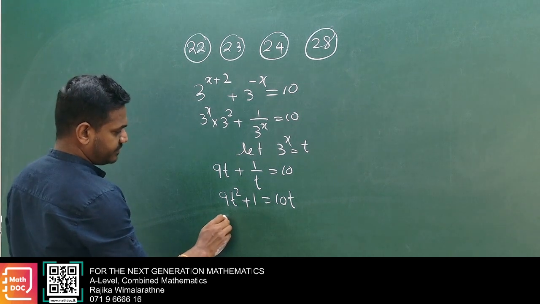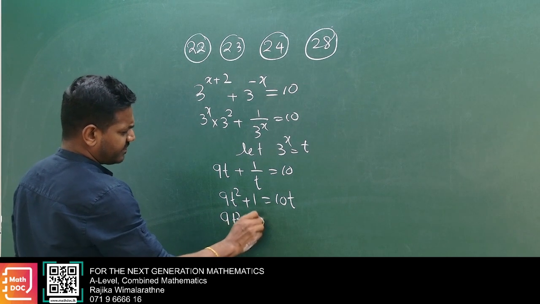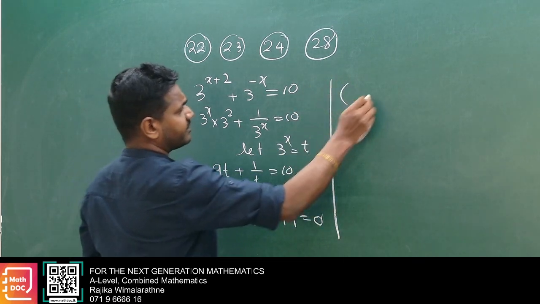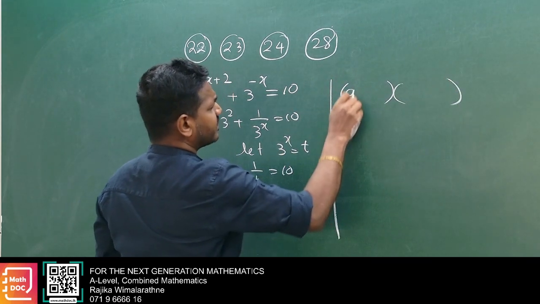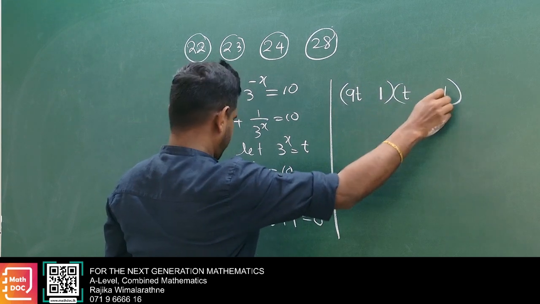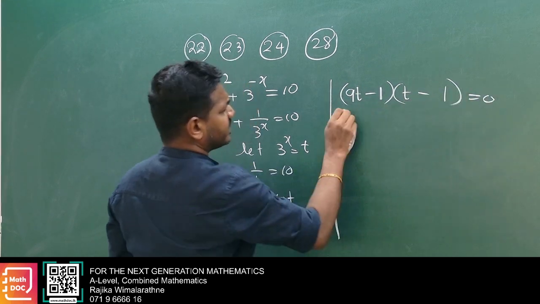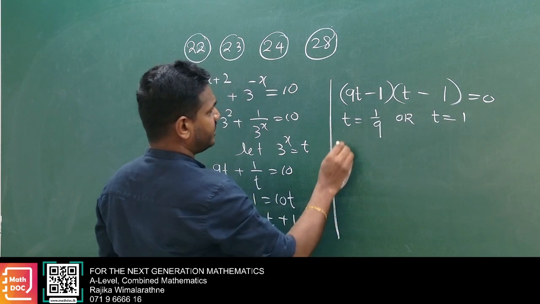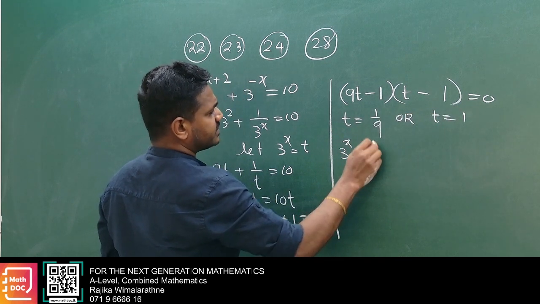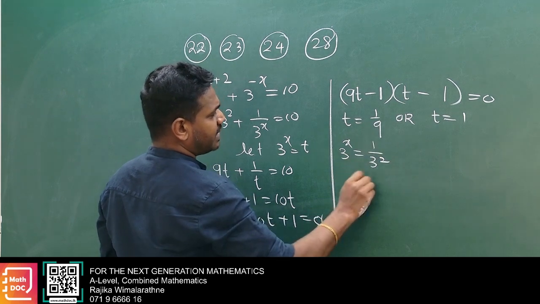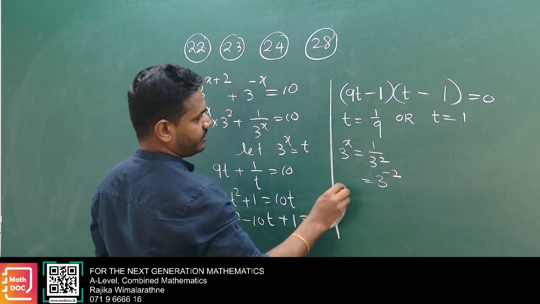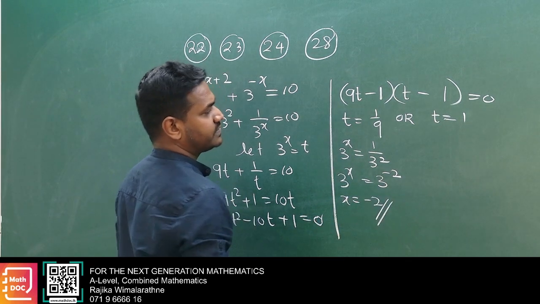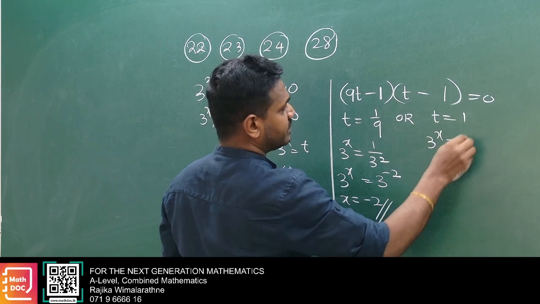Then take everything to one side. Then factorize: (9t minus 1)(t minus 1) equals 0. Then t equals 1 over 9 or t equals 1. t means 3 to the power x. 1 over 9 is 3 to the power minus 2. Then equate indices: x equals minus 2. Then here 3 to the power x equals 1.